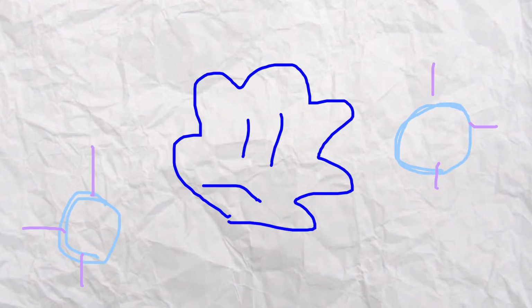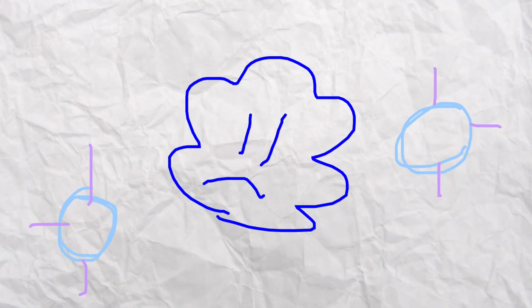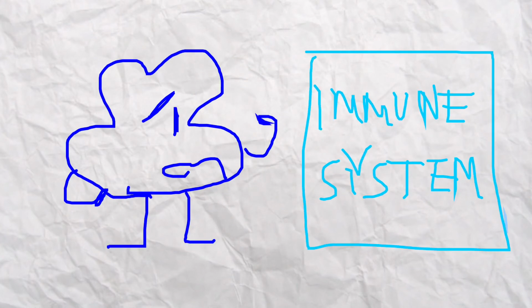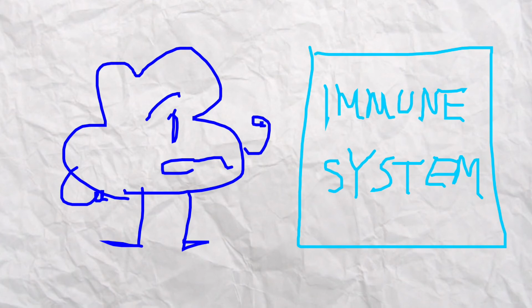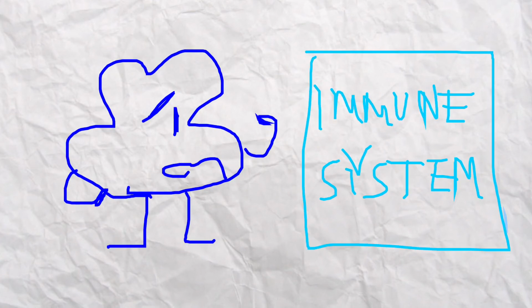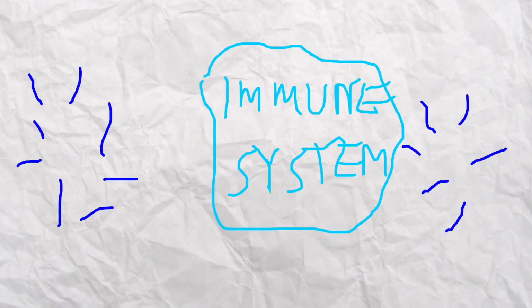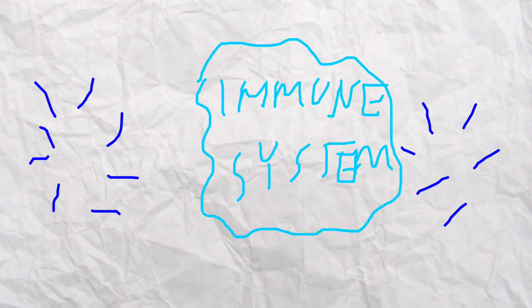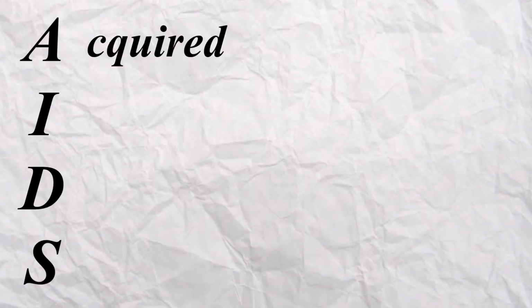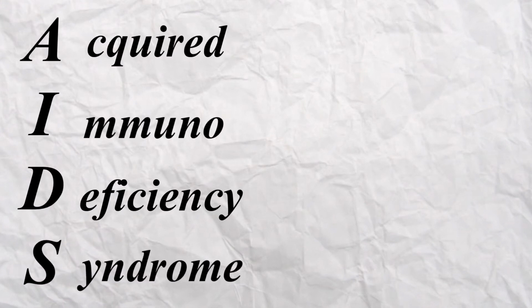This virus attacks CD4 plus T cells, also known as T helper cells. These are a type of white blood cell that plays an important role when fighting infections by regulating immune responses. Without these cells, the immune system is weakened, and if the CD4 plus cell count is below 200, the disease is then classified as AIDS, or acquired immunodeficiency syndrome.